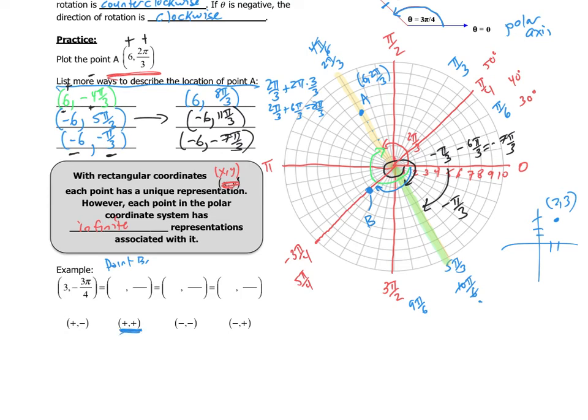So let's name it with a positive r and positive theta. So positive r, we would still have 3. And a positive theta means we want to rotate in the positive direction. So rotating in the positive direction to get to the same ray would mean we're going to rotate around here, which is a positive rotation of 5 pi/4. So this would be 3, 5 pi/4.